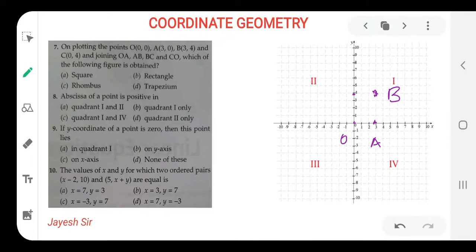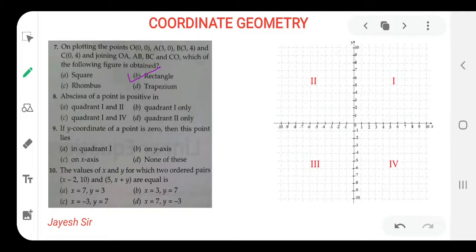So which type of figure are you observing over here? I am drawing the figure so that you can find it easily. This is 3, this is 4, this is 4, this is also 3. That means opposite sides are equal. Which type of figure can we see? We can see the figure as a rectangle. So rectangle is the correct answer, friends. I hope you all are getting it. So let us begin with the next MCQ.